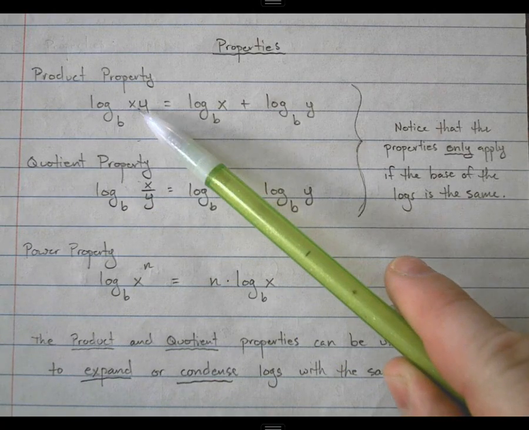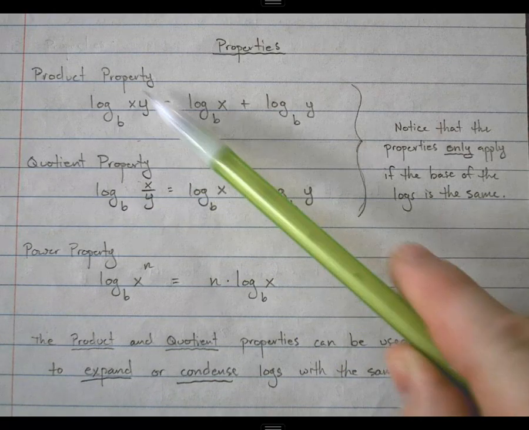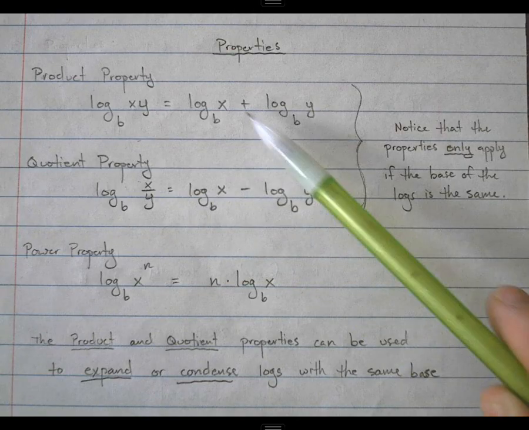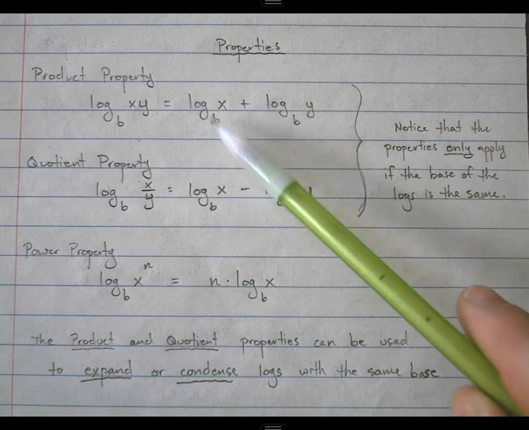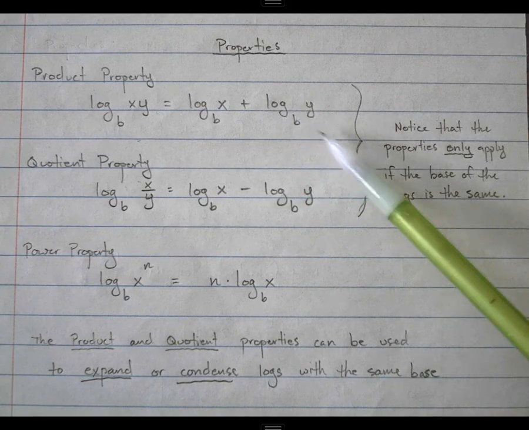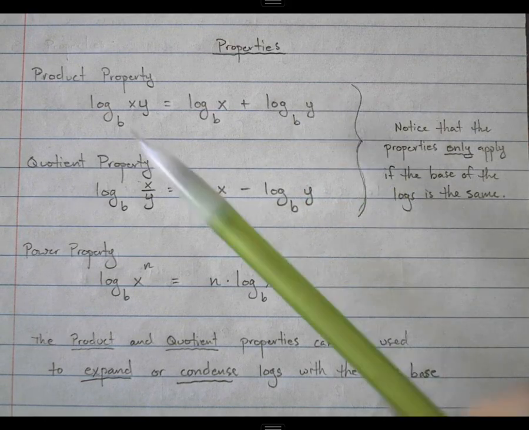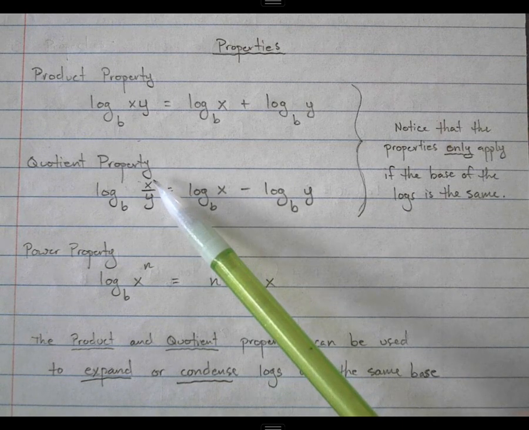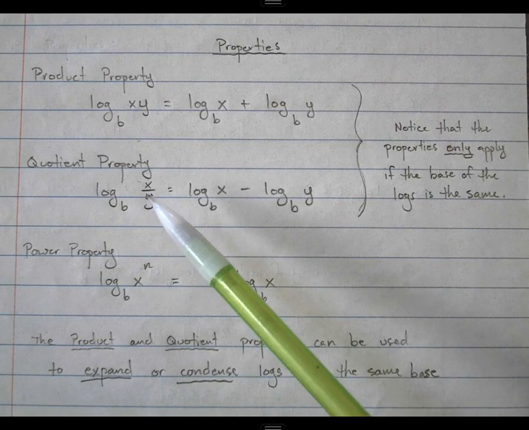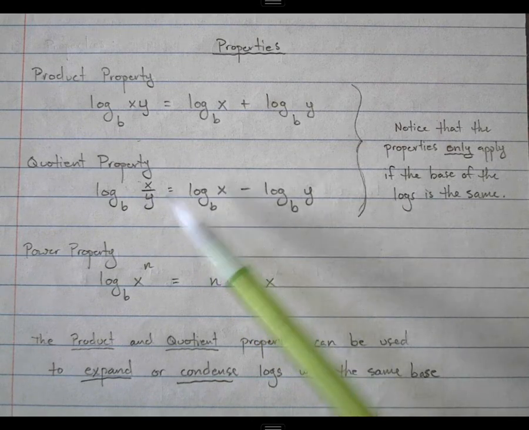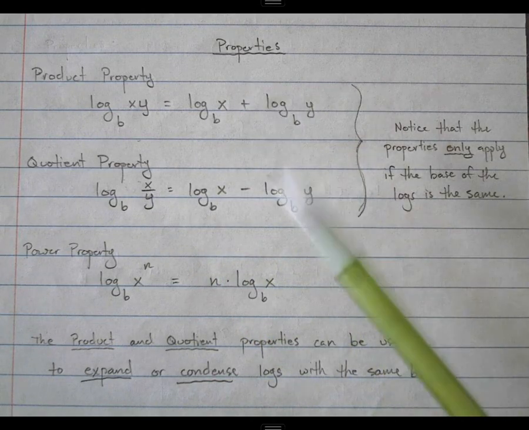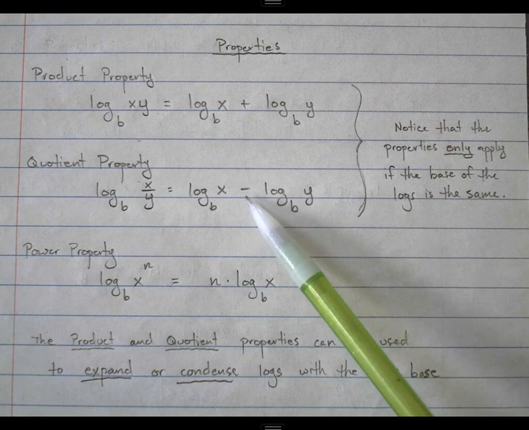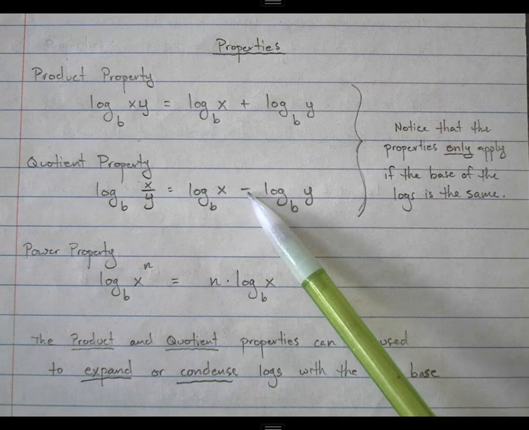So if you have the product property, this single log can be split into two with an addition sign in between, log base b of x plus log base b of y. The quotient property, if we have the log base b of x divided by y, that's a quotient, then we split it up similar to how we did with the product property, but there's going to be a minus sign in between the two logs instead.